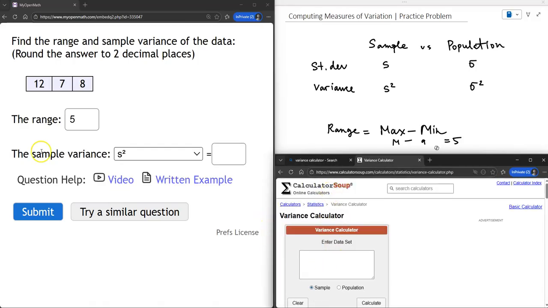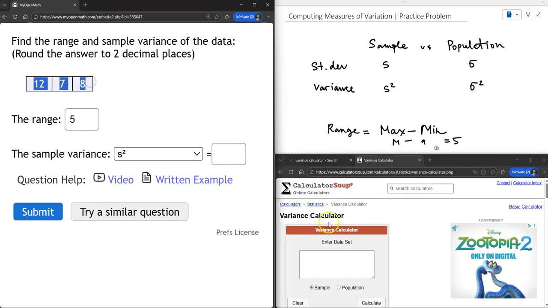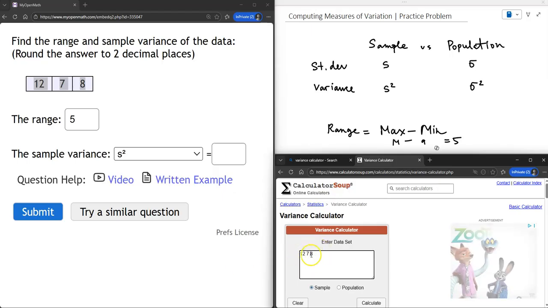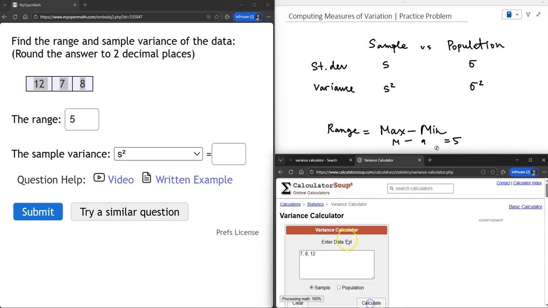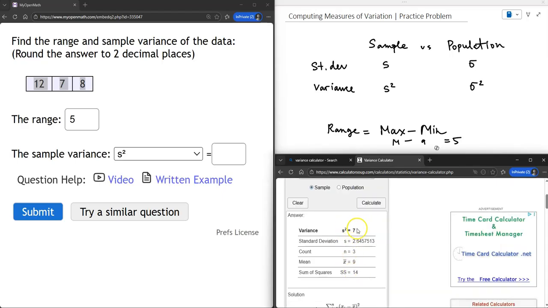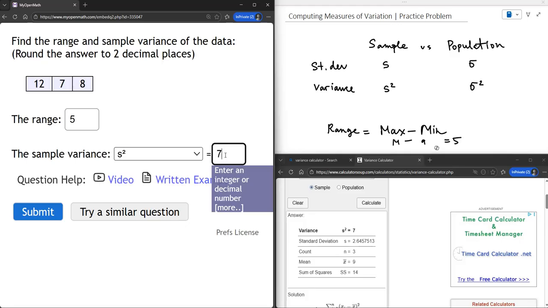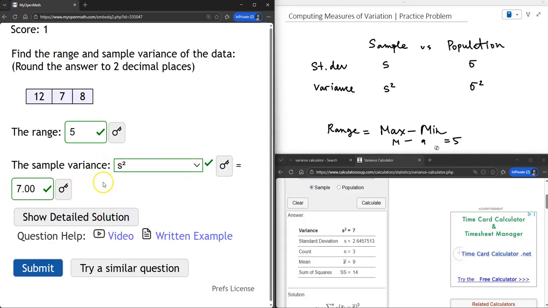Calculator Soup is another top choice, and I'm just going to bring the data in. I don't know if Calculator Soup cares about how I separate the data. We're looking for the sample variance. Sample variance, it's right here. And press calculate. And this is our sample variance, 7. And that's how you get full credit.